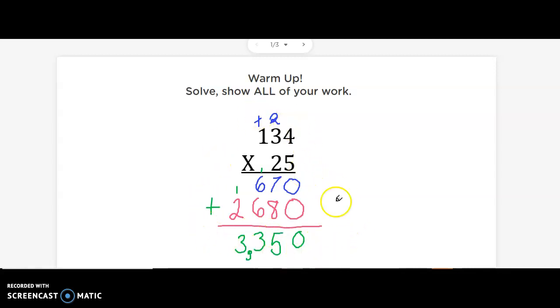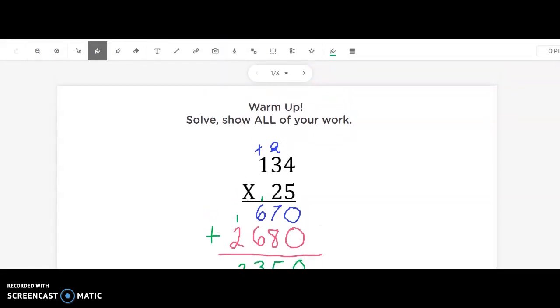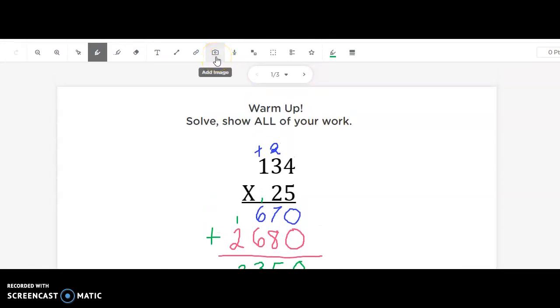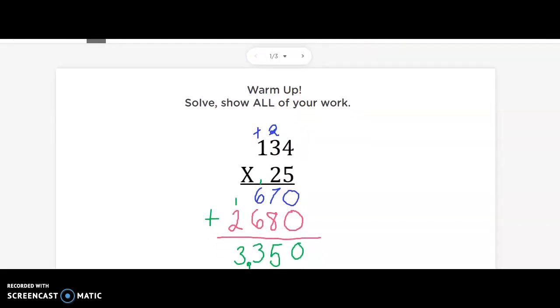Make sure you're showing this work. If you need to do this in your notebook or on paper with a pencil, you can load up a picture of your work by clicking on this button right here, by adding the image so that we can see your work. We want to see all of your work.